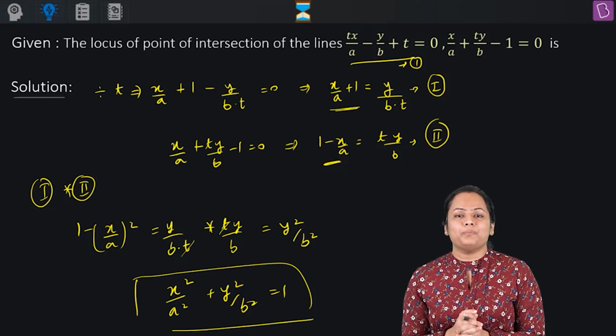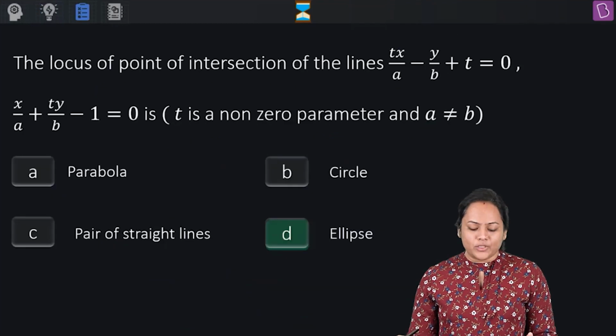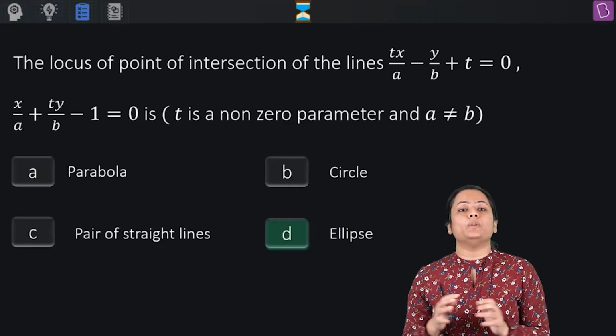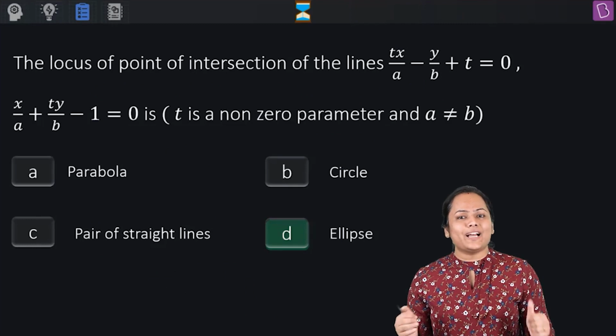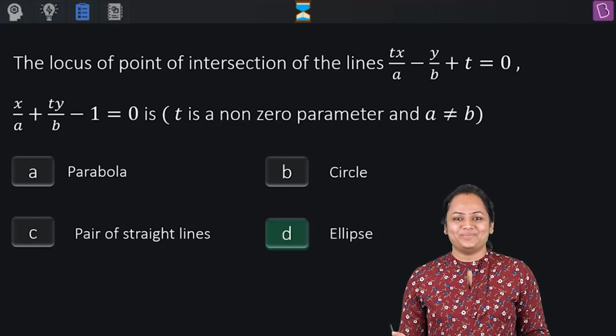Have you understood? Very well. And the corresponding option will be D, which will be the right answer. Clear, guys? Perfect.